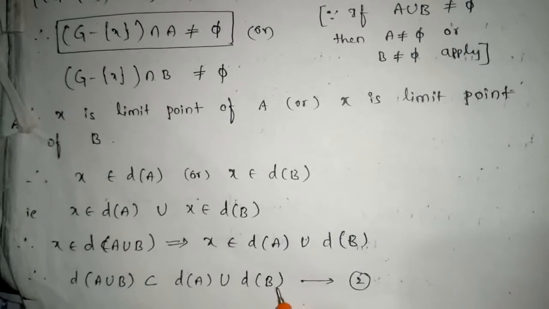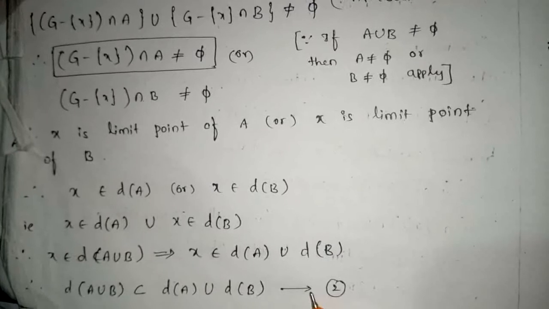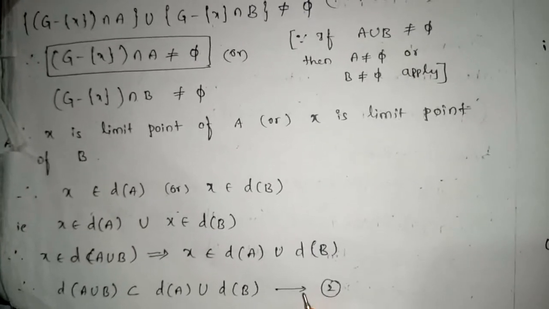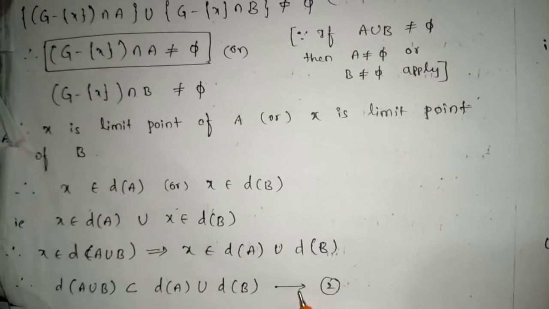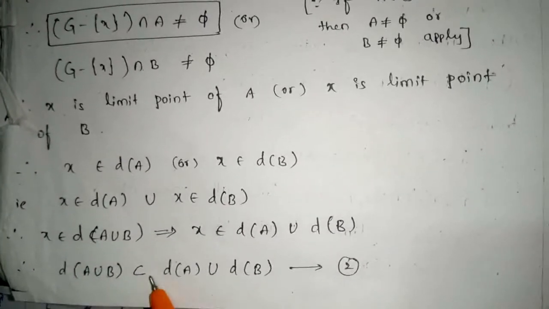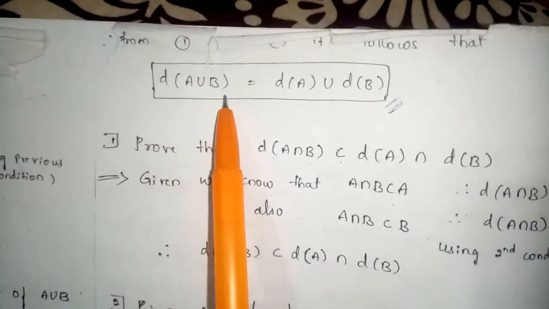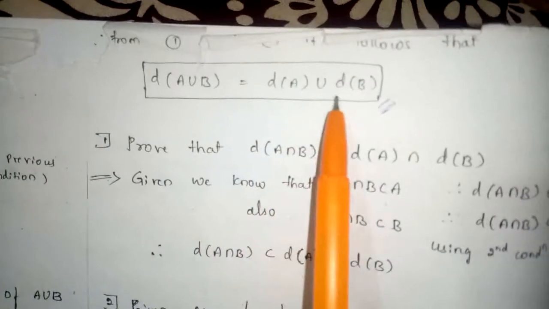Then automatically D of A union B is a subset of D of A union D of B. Take this as equation 2. Observe equation 1 and 2. What is equation 1? D of A union D of B is a subset of D of A union B. And D of A union B is a subset of D of A union D of B. Using these two conditions, it can be written as D of A union B is equal to D of A union D of B.